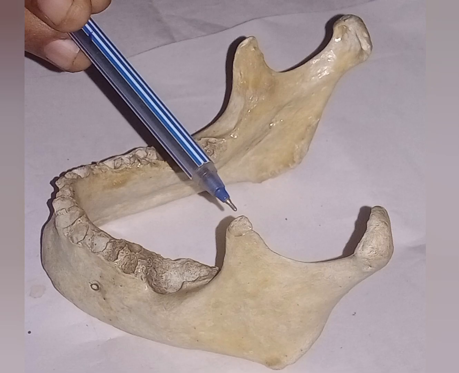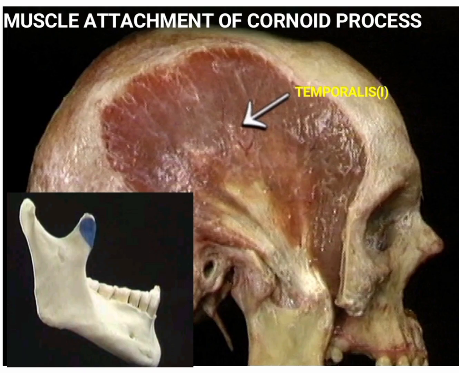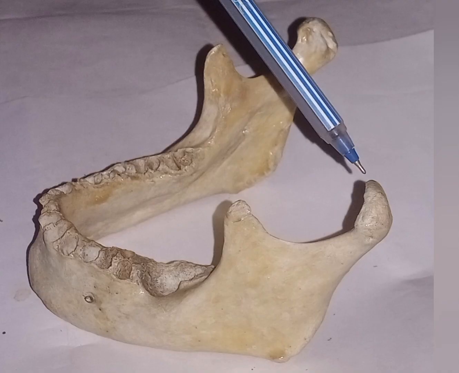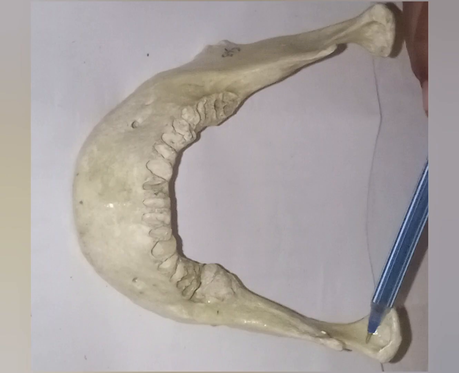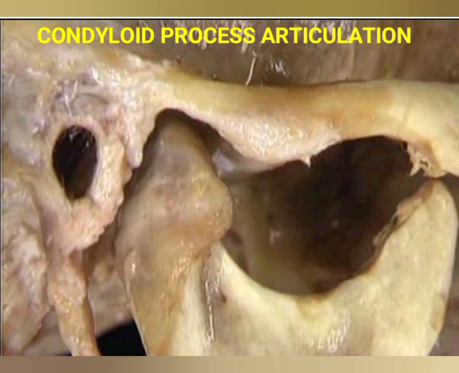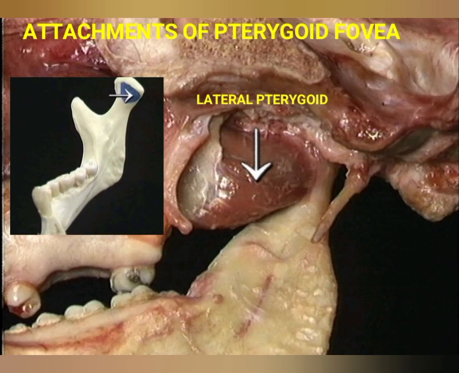Coronoid means that which resembles a crow's beak. It is triangular in shape. Coronoid process gives insertion to temporalis muscle. Condyloid means knuckle-like in form. Condyloid process has a head and a constricted neck. The neck has a pit anteriorly called the pterygoid fovea. The head articulates with the mandibular fossa of the temporal bone, forming the temporomandibular joint. The pterygoid fovea gives insertion to lateral pterygoid muscle.